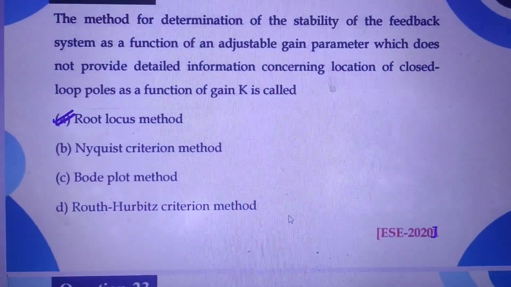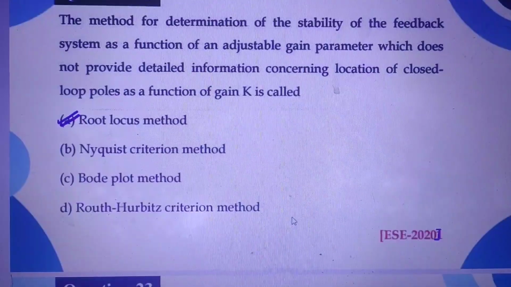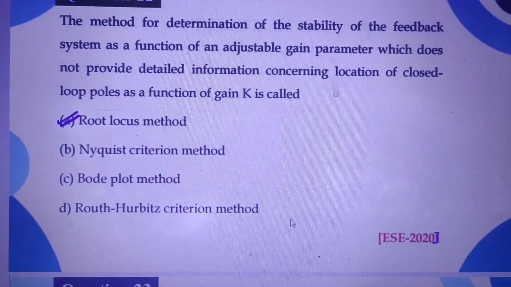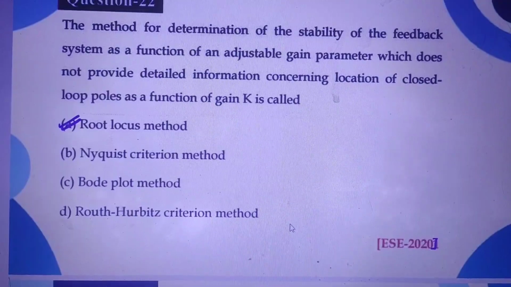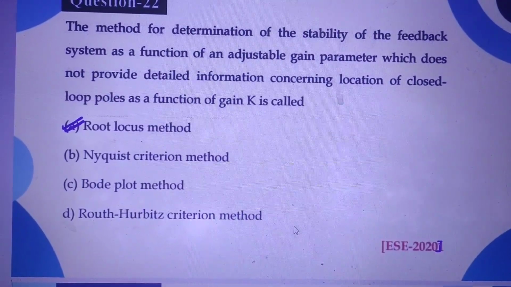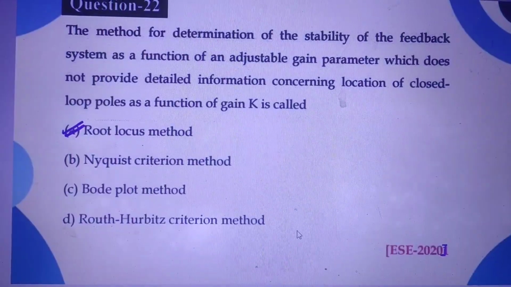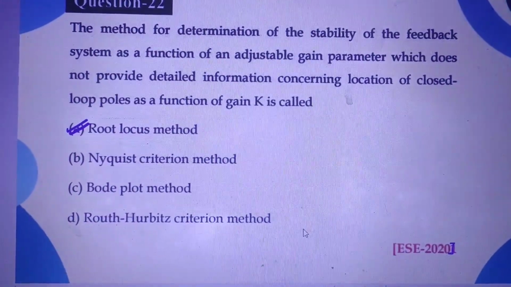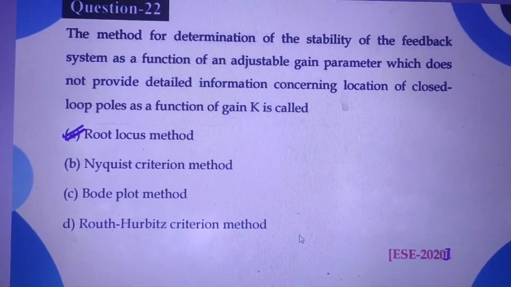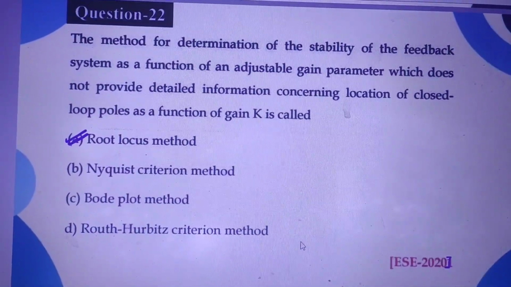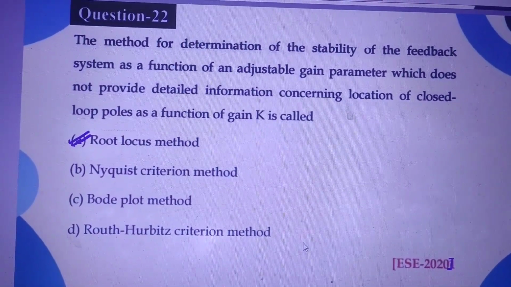The method for determination of stability of the feedback system as a function of an adjustable gain parameter, which does not provide detailed information concerning the location of closed loop poles as a function of gain K, is called the root locus method. So the root locus method gives the information about the stability of a feedback system as a function of the gain parameter.